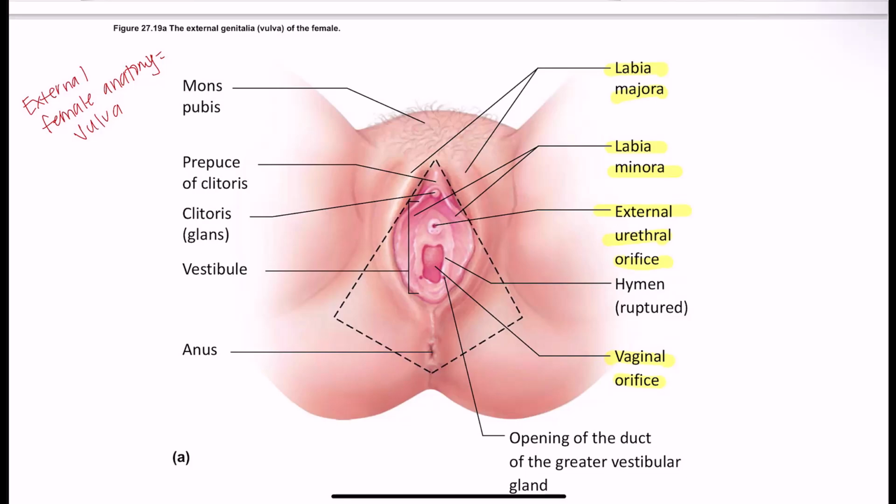Notice that the two labia minora come together at this peak, and that forms the prepuce of the clitoris, which is analogous to the prepuce of the penis. The labia minora also outline this area called the vestibule. So that's just this whole outer portion that contains all of these structures inside.